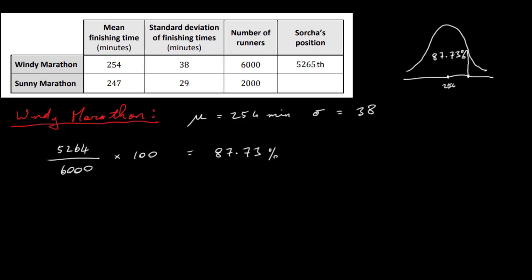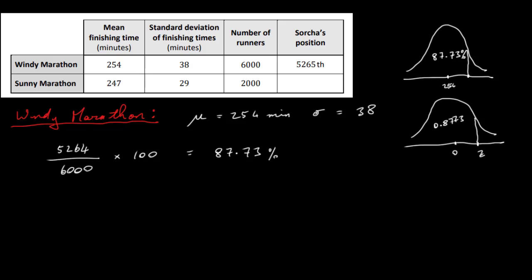If we look at the standardized graph, really what we're doing is taking a 0 here. We're looking for this Z value here. We know that this is going to be 0.8773 down here, or 87.73% of the runners are going to be in this part of the graph here. So we've got to work out what this Z value is. So I'm going to look this up in the tables again, 0.8773.